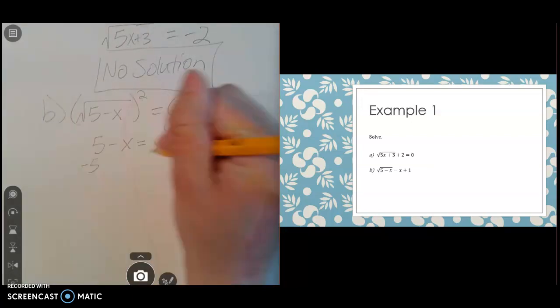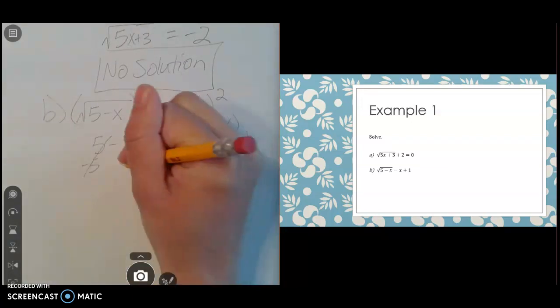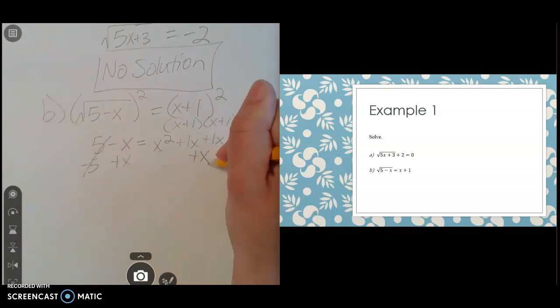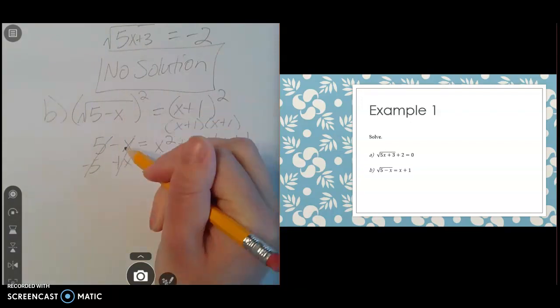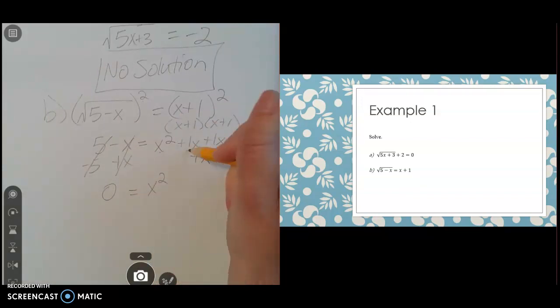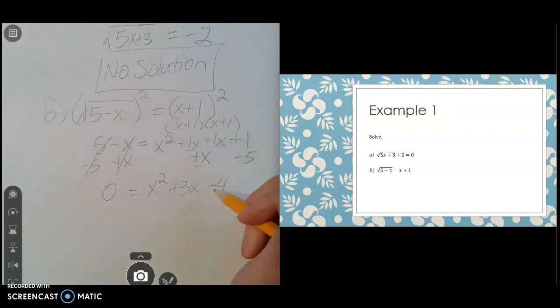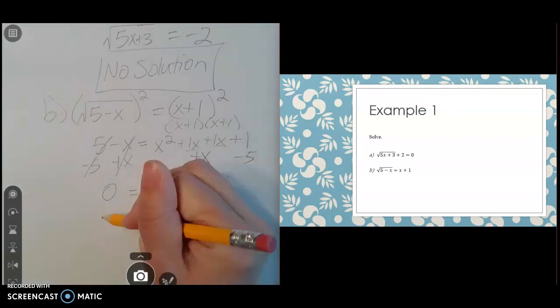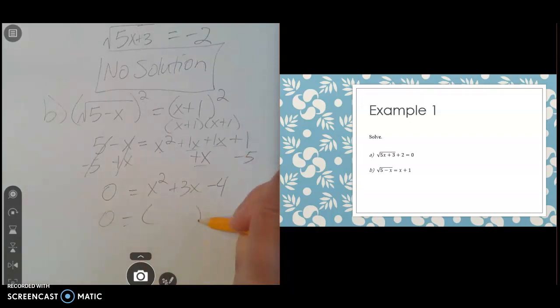So I'm going to go ahead and subtract 5 from both sides and add x to both sides. So then it equals 0. So combining all my like terms, I've got x plus x plus x, that would be 3x. And I've got 1 minus 5, which would be negative 4. Okay, so I have everything on the same side. It's in standard form. Then I'm going to factor.